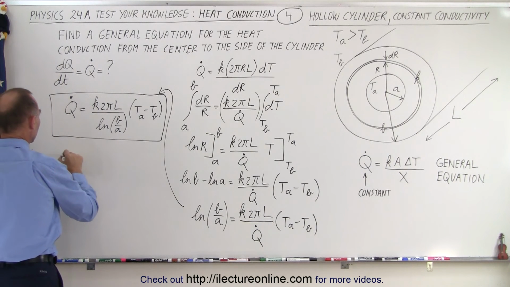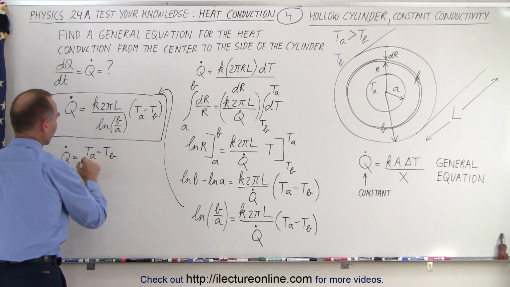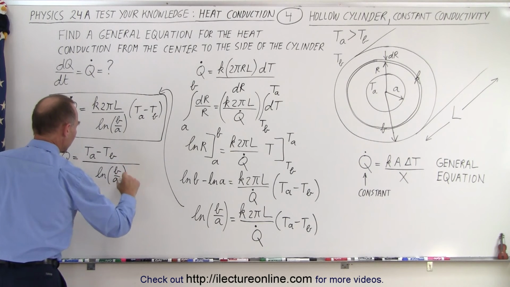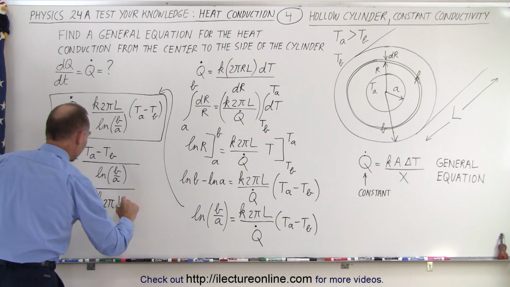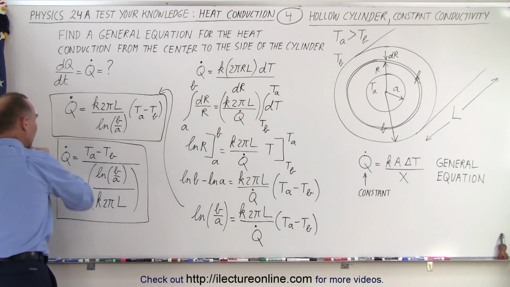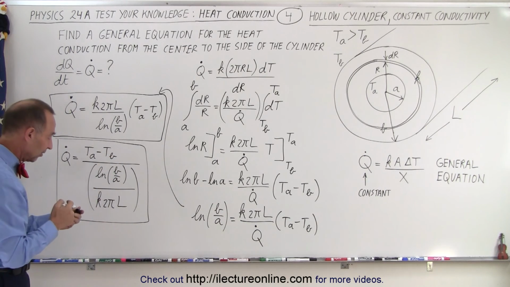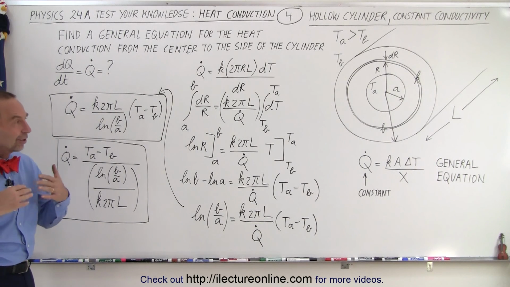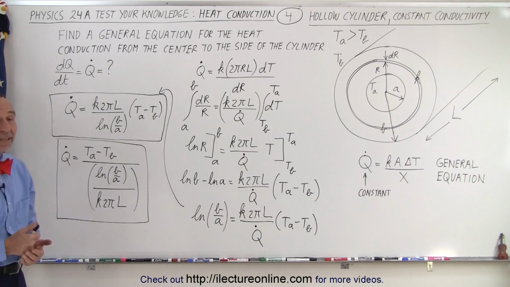Or we could also write it as Q dot is equal to TA minus TB divided by the natural log of B over A divided by k 2 pi L. And so we could also write it like this. And of course, TA minus TB is really the difference in the temperature from the inside to the outside of the cylinder. And those are the two equations that will now help us figure out the heat conducted through the sides of a cylinder with constant conductivity. And that is how it's done.